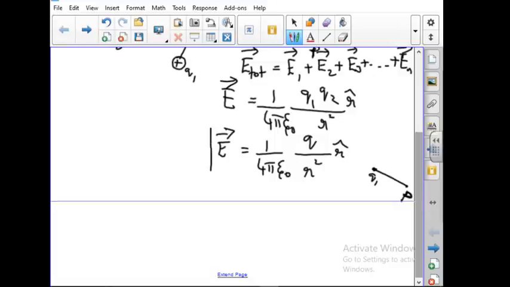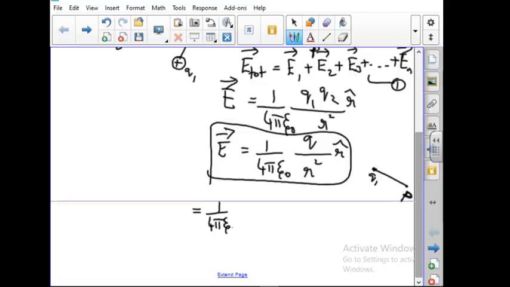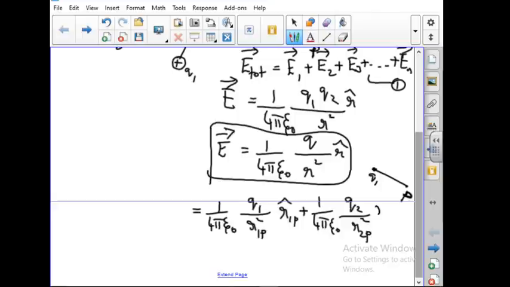So if you apply this equation, and if we take this as equation number 1, then we can write E1 as 1 by 4 pi epsilon naught Q1 by R1P squared into R1P cap, plus 1 by 4 pi epsilon naught Q2 by R2P squared into R2P cap, plus etc., 1 by 4 pi epsilon naught Qn by RnP squared into RnP cap.